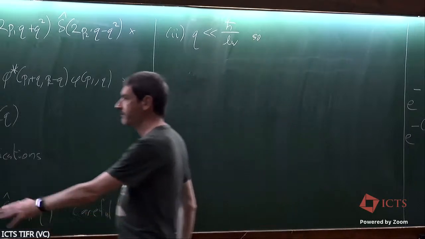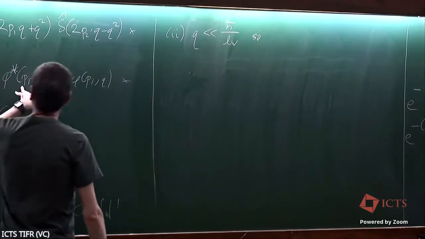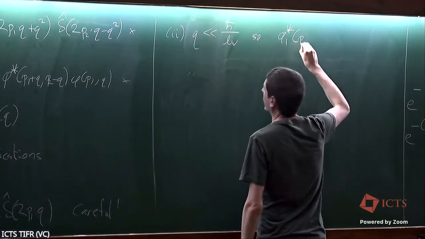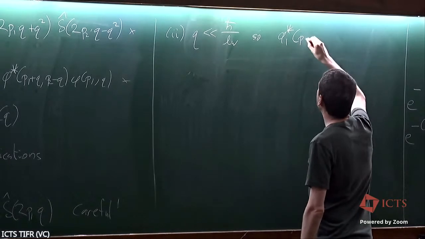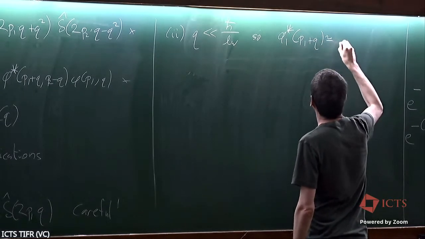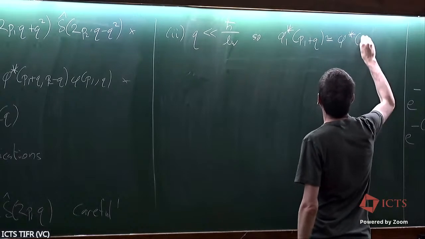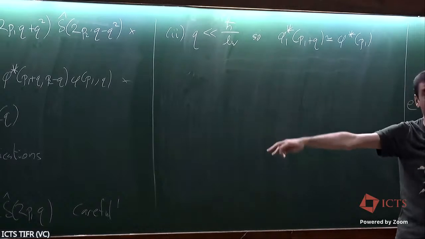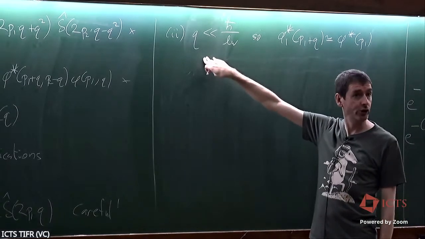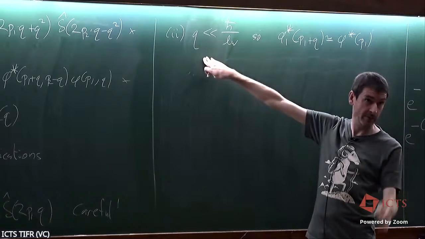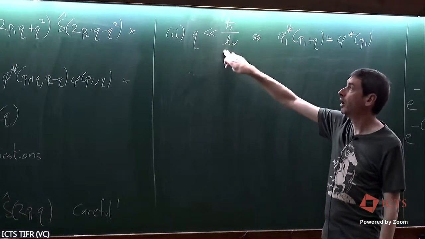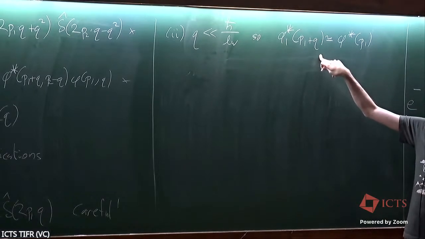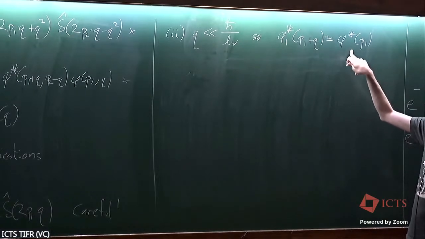So this phi, this wave packet here, phi star. Well, let's just look for particle 1. So phi star of p1 plus q is going to be approximately phi star of p1. The idea here is that the wave packet is very fat on the scale of the q. It's very thin on the scale of b, right? But it's very fat on the scale of the q. So the shift of the central value of the wave packet on the small scale is negligible.